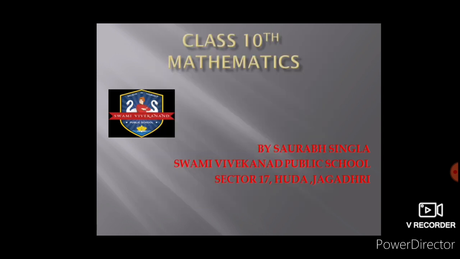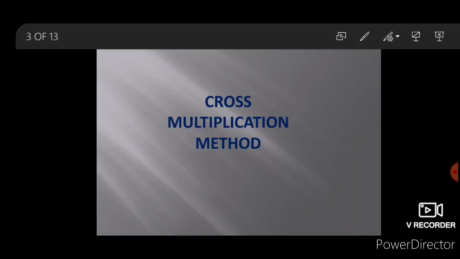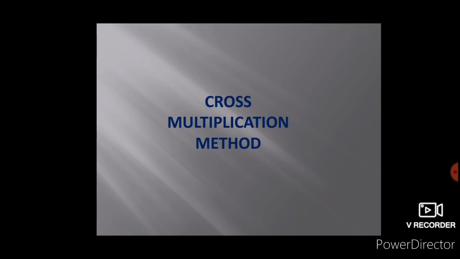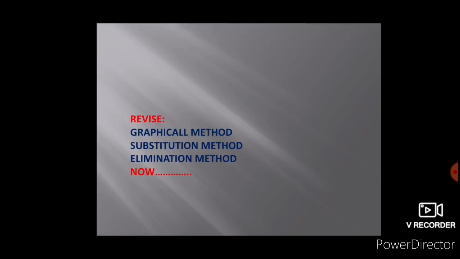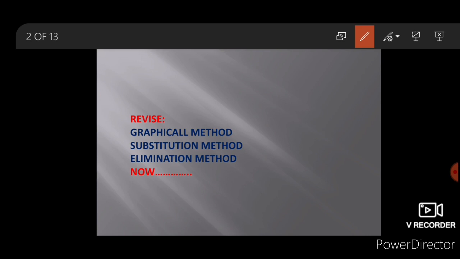After a week's holiday, this is our first session, so let us revise what we have learned in the previous videos. In previous videos, we learned about the chapter Pair of Linear Equations in Two Variables. In this chapter, we learned what a linear equation is and how we can solve a pair of linear equations in two variables, and in solution, we learned some methods: the graphical method, the substitution method, and the elimination method.